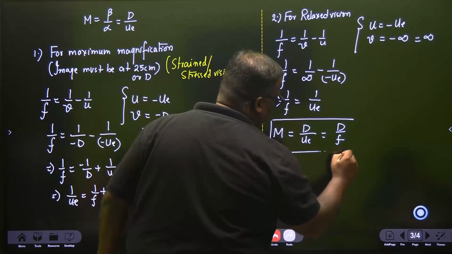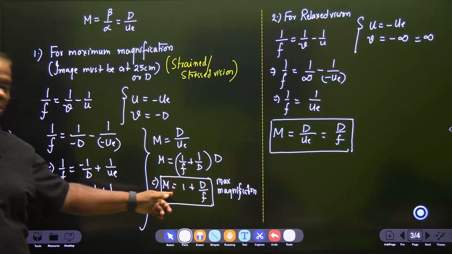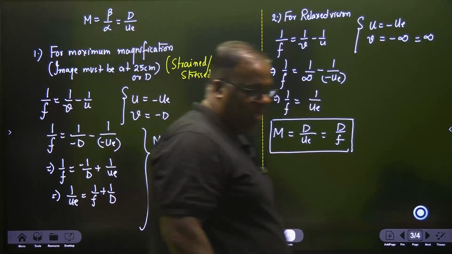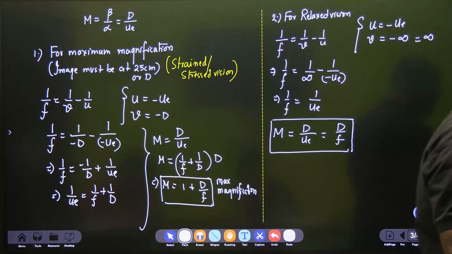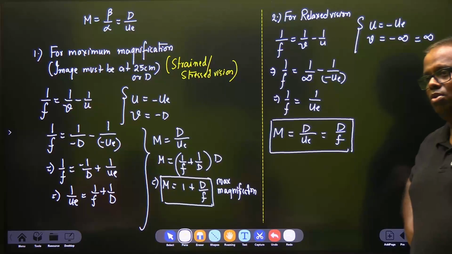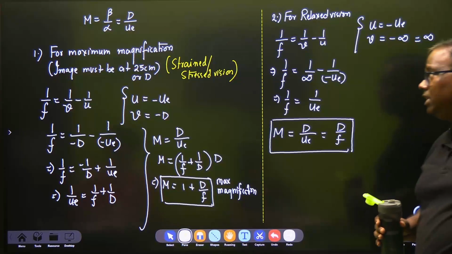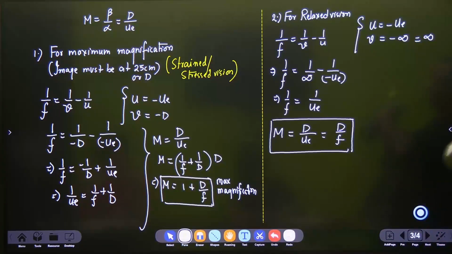This is relaxed. Now just compare between relaxed and maximum. In maximum, a 1 factor gets added, and in relaxed, it is just d by f. So children, don't confuse here. If somebody tells you what is the magnification for a hand lens, the magnification for a hand lens is always d by ue. Do put your signs in proper manner. What is the maximum magnification by a magnifying lens? 1 plus d by f. What is the relaxed vision magnification? It will be just d by f.